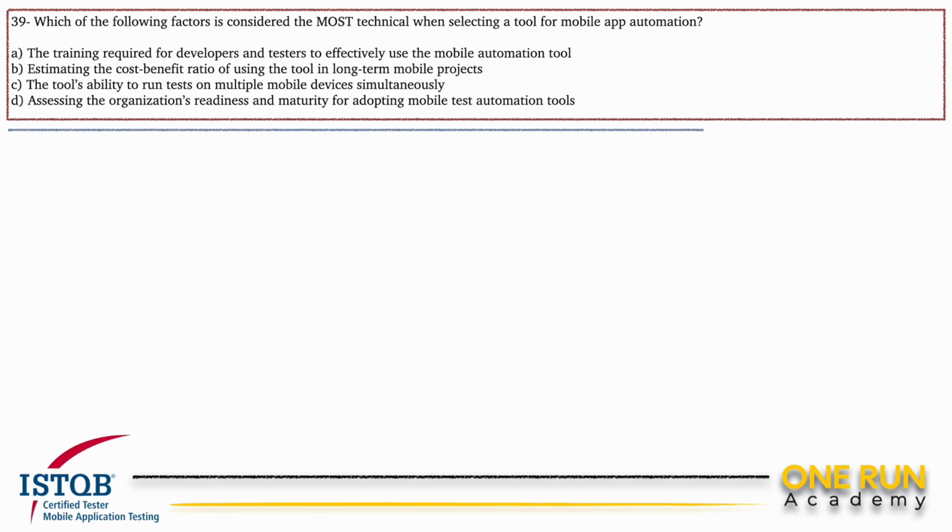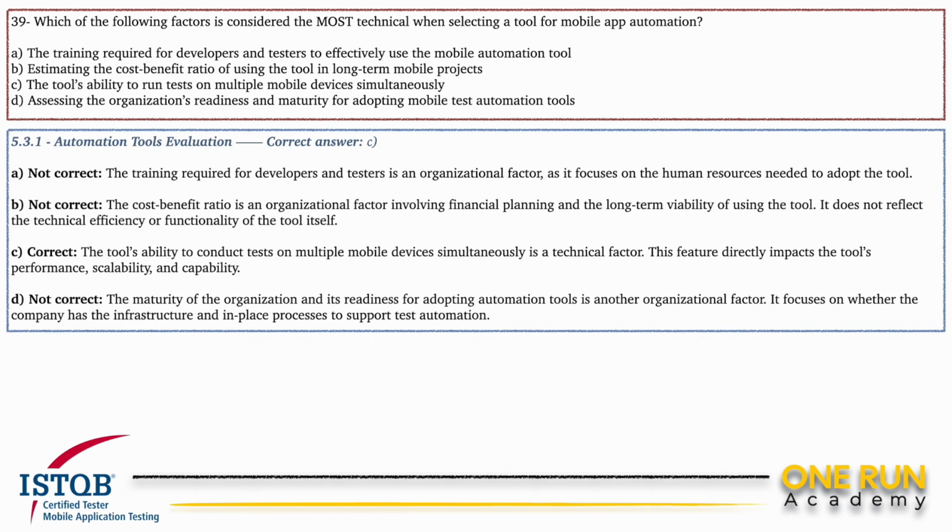Looking at option A, we can see that it's referring to an organizational factor. Yes, training is essential for using the tool efficiently. However, it doesn't directly reflect the technical functionality or performance of the tool itself. So this option is not a technical factor. Moving to option B. This is also not correct because it focuses on the financial and strategic planning involved in using the tool over a long period of time. The cost-benefit ratio is important for decision-making, but it is an organizational factor, not a technical one.